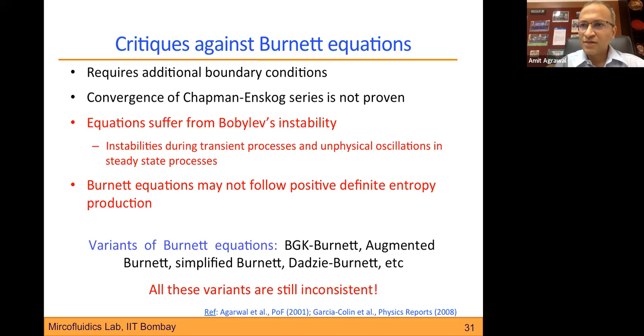But what is more difficult to answer, or what was very quickly shown by one of the Russian scientists, Bobylev, is that he just took these Burnett equations and applied them to a very simple problem of a wave traveling in a gas flow. And what he showed is that there will be instabilities that will be set up. So there are some fundamental issues with these equations, which is what Bobylev pointed out.